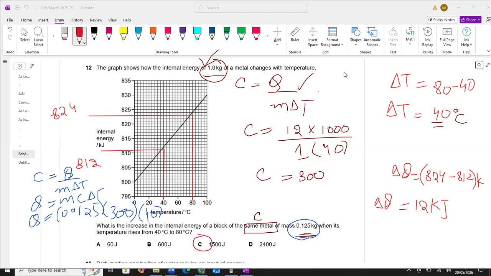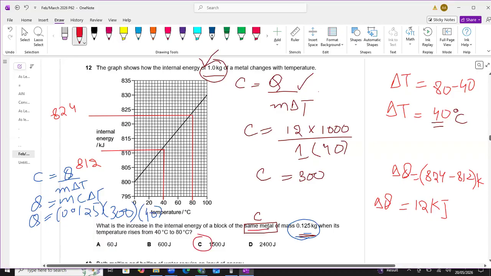This question is a little bit challenging, because first we have to calculate the specific heat capacity, because they are using the words same metal. Same metal means both metals will have the same specific heat capacity. All right, students, did you understand this question?